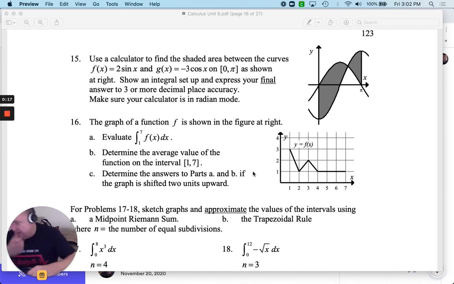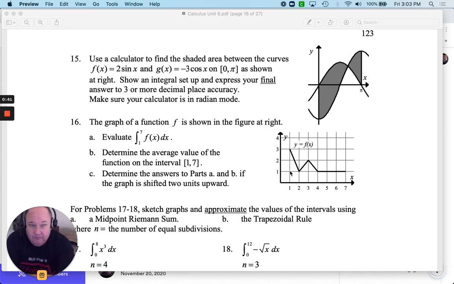All right. So in number 16, the graph of a function is shown in the figure at the right. And for that, you're supposed to integrate from 1 to 7. And how we would integrate this from 1 to 7 is we'd find the area under the curve by just using geometry shapes that we know. So what are some geometry shapes from 1 to 7 that we could use?